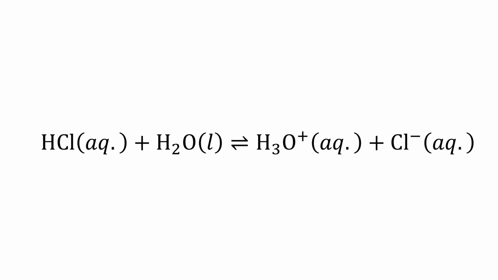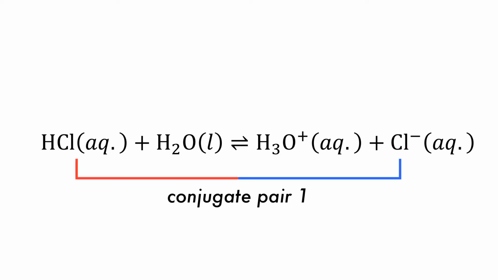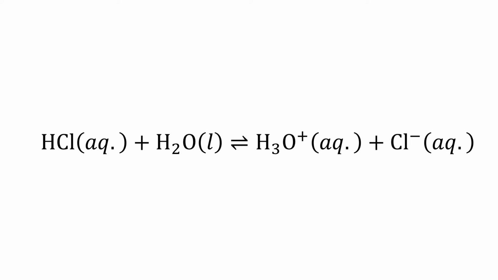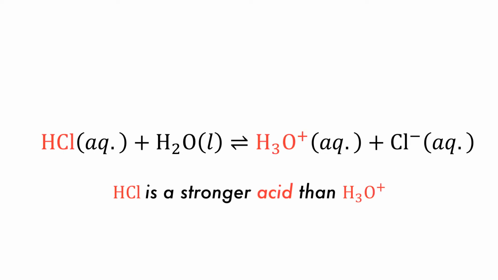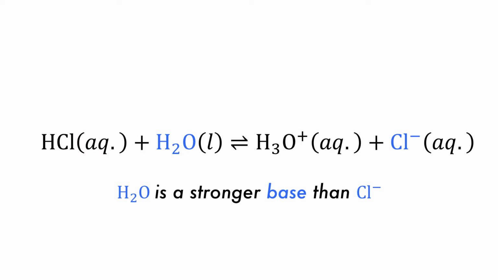This reaction has two conjugate pairs, one between the hydrochloric acid molecule and the chloride ion, and the other between the water and hydronium. Of the two acids here, HCl is stronger than H2O, and for the bases H2O is stronger than chloride, which means that the equilibrium will lie to the right.